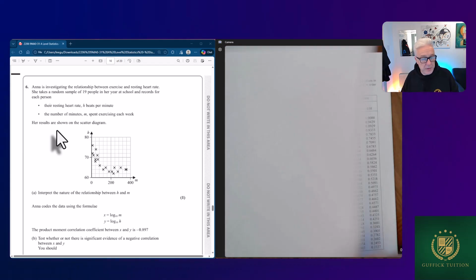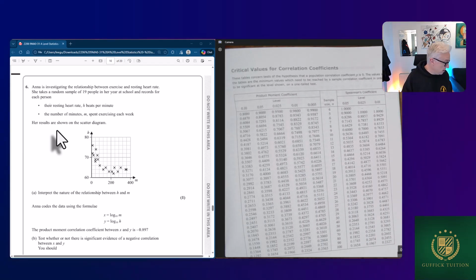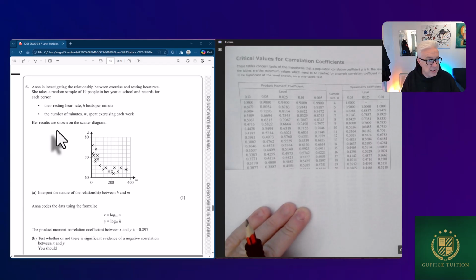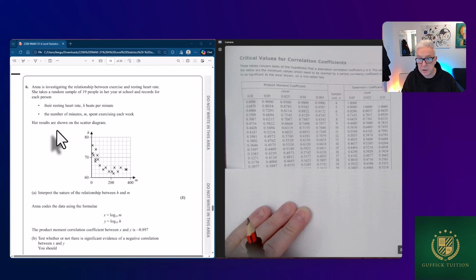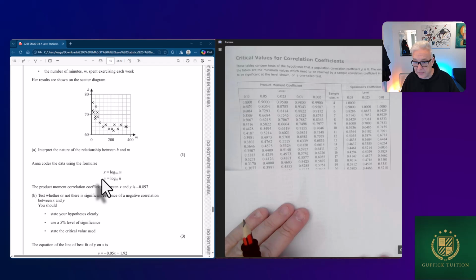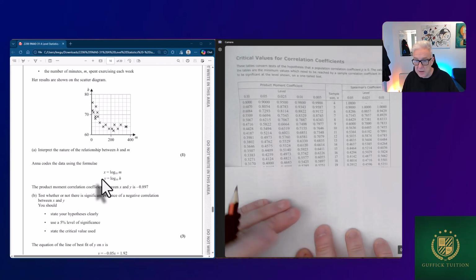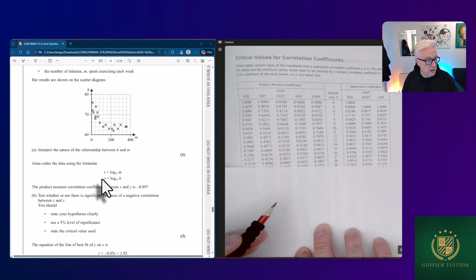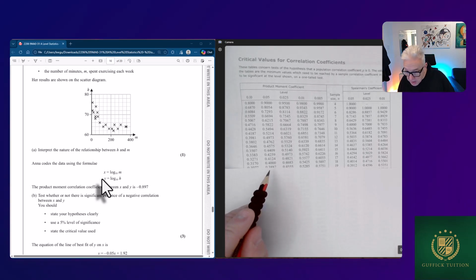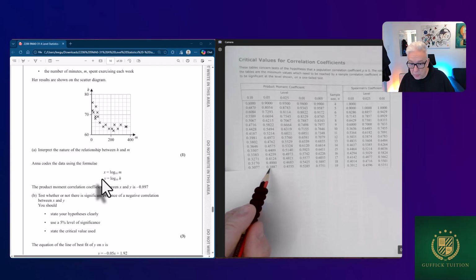We've got 19 people. So here's our table for calculating PMCC. Let's have a look. What have we got? We have got 19 people. And what significance level are we talking about here? We're testing at a 5% level of significance and it's a one-tailed test. So the value we're going to be using is this value here. We've got 19 people, so 0.3887 is our critical value.